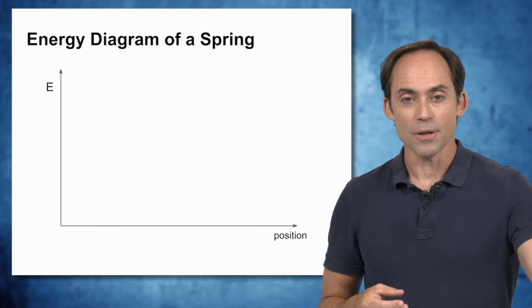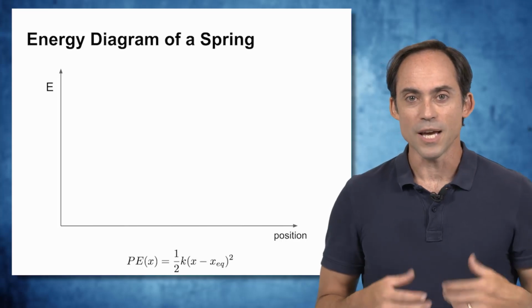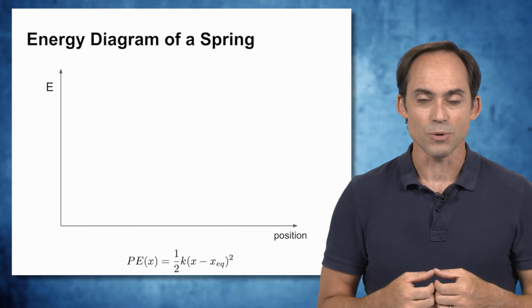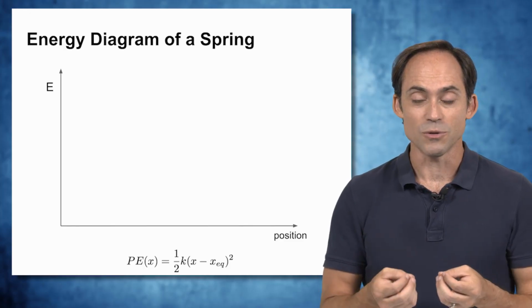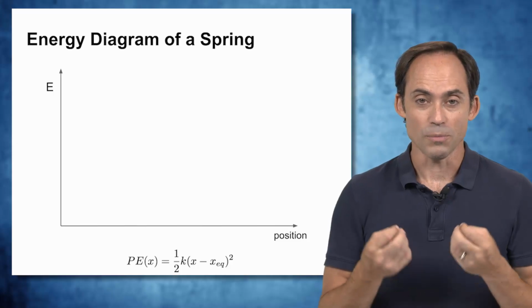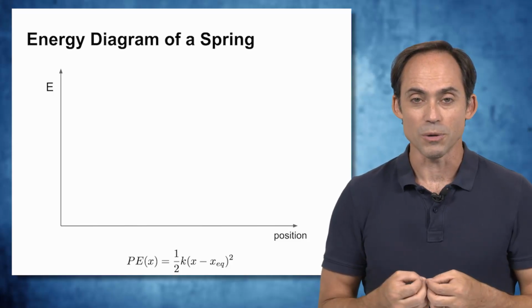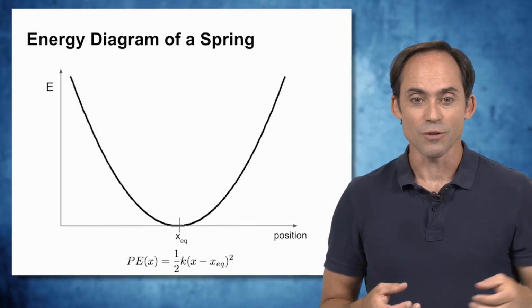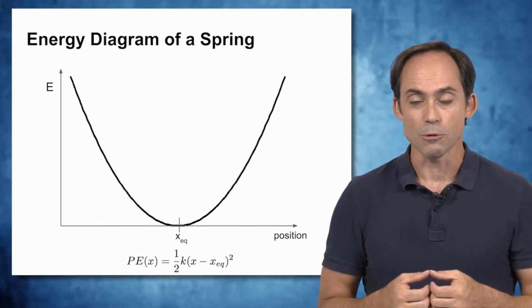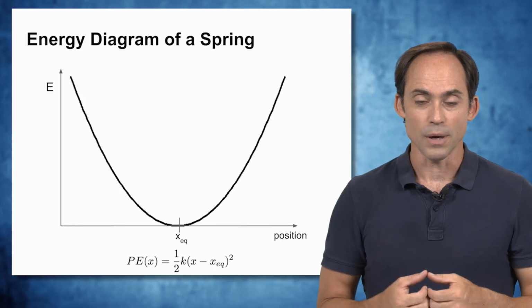So let's take the example of a spring. If you remember, our potential energy expression for the spring is 1/2 k times the position of the object relative to its equilibrium position, or the stretch of the spring relative to its equilibrium length, squared. That's a parabola on this curve, shifted so that its zero point is at the equilibrium point. So that's the potential energy.